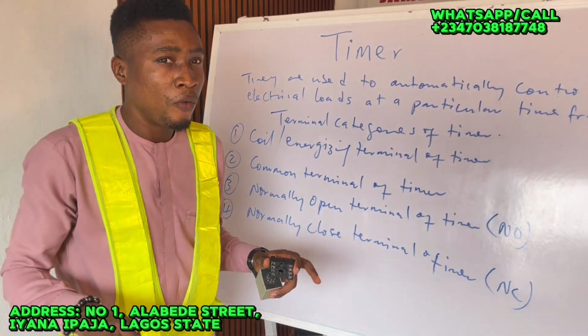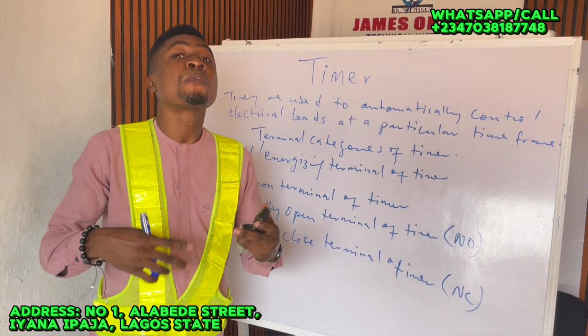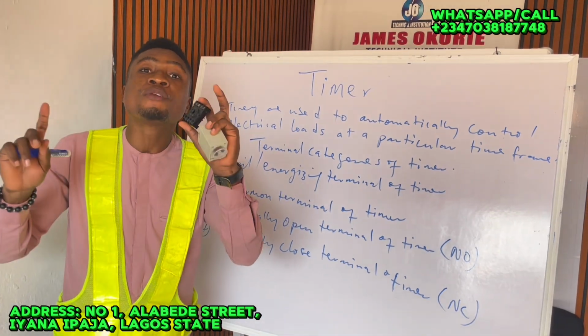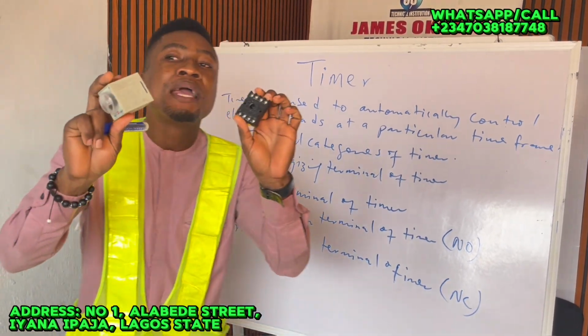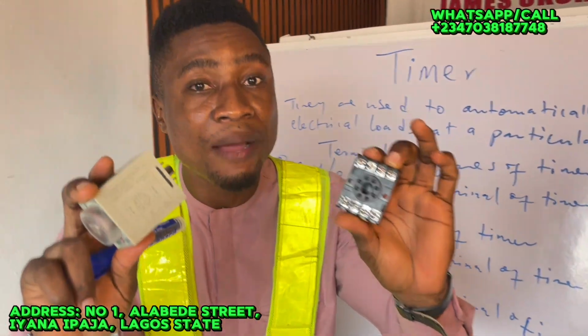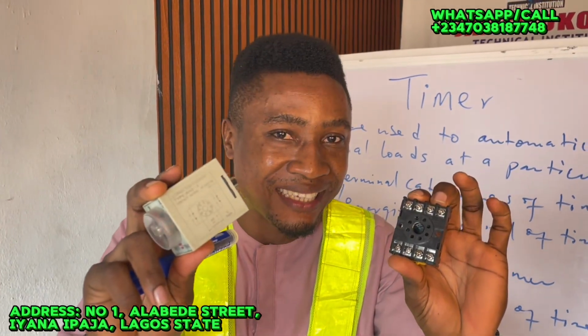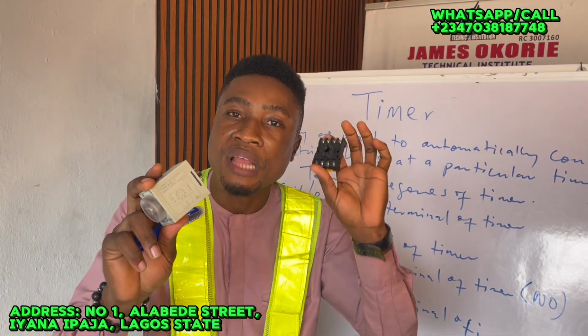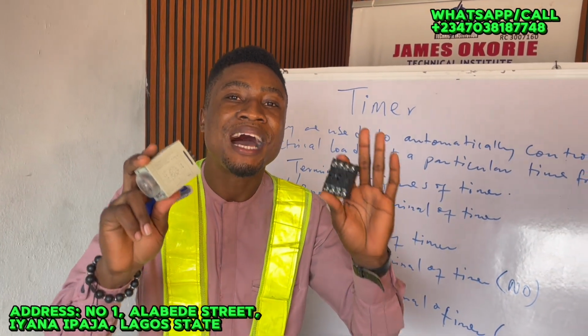We will stop here now. In our next video, we'll start explaining the terminal categories one after the other. So, for you to know how to use this timer, or even if it's the digital timer, any type of timer, you must understand the terminal categories, which are the coil, or you call it the energizing terminal, the common terminal, the normally open terminal, and normally closed terminal.